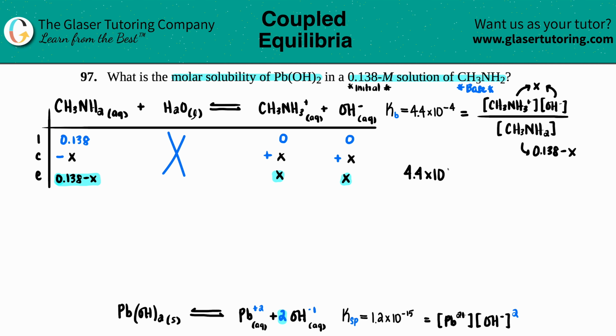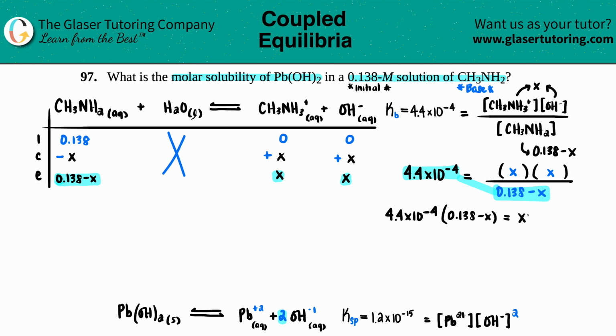4.4 times 10 to the negative 4th equals, we get the x times x divided by 0.138 minus x. So cross multiplication, this times this, and then it's going to turn into distributing, right? Because it's basically 4.4 times 10 to the negative 4th, oopsie, not equals, this times 0.138 minus x equals x times x, which is x squared. So let's just distribute. You got to be fair.